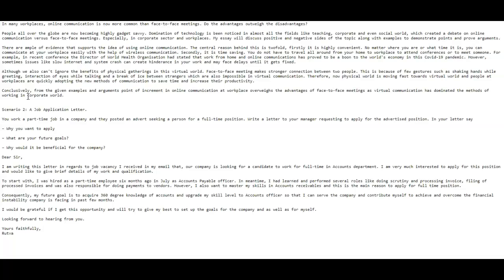And this is so important here because if you look at the band descriptors, I encourage you to look at the band descriptors for task 2, and it says no conclusions can be drawn. I can't draw a conclusion here. I don't know if you think the advantages of one outweigh the other. You wrote the advantages of face-to-face meetings as virtual communication has dominated the method. I don't understand what this means. Okay, so I know you had asked about your band score, so I really want you to check out the band descriptors for task 2, as that's the main thing you want to look at.